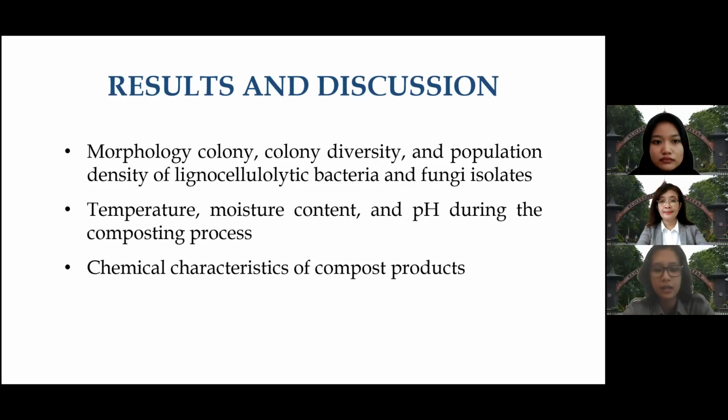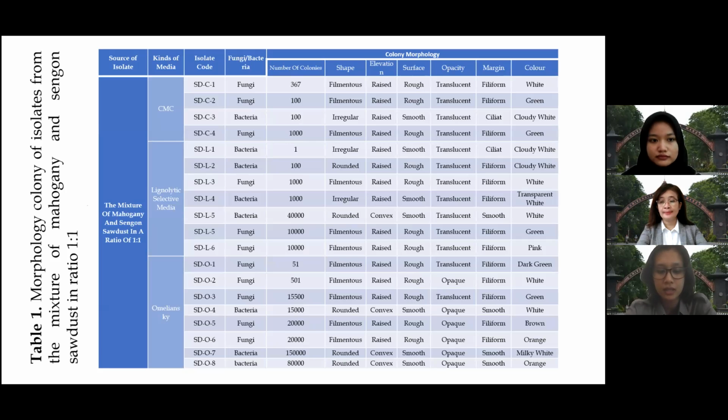Thanks to Nadine. Then I will continue with the result and discussion section. We have 3 points from result and discussion. In this table 1, we can see isolates from the mixture of mahogany and sengon sawdust in a ratio of 1:1. We observed the colony morphology, including the number of colonies, shape, elevation, surface, opacity, margin, and color from 5 sources of isolates. But here, we only show the data of colony morphology from the mixture of mahogany and sengon sawdust.